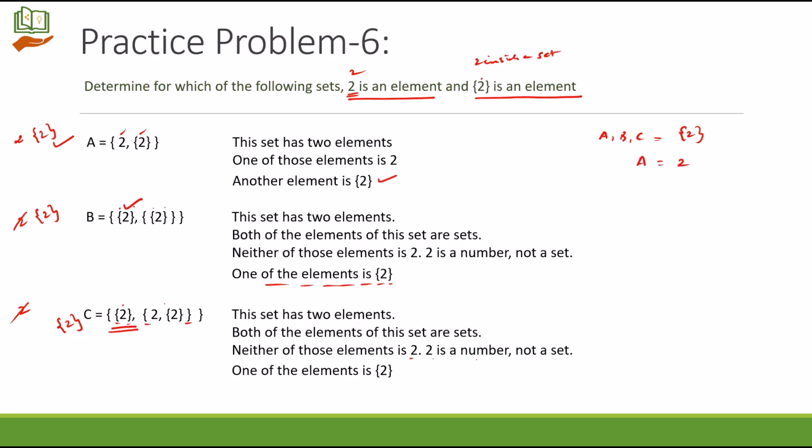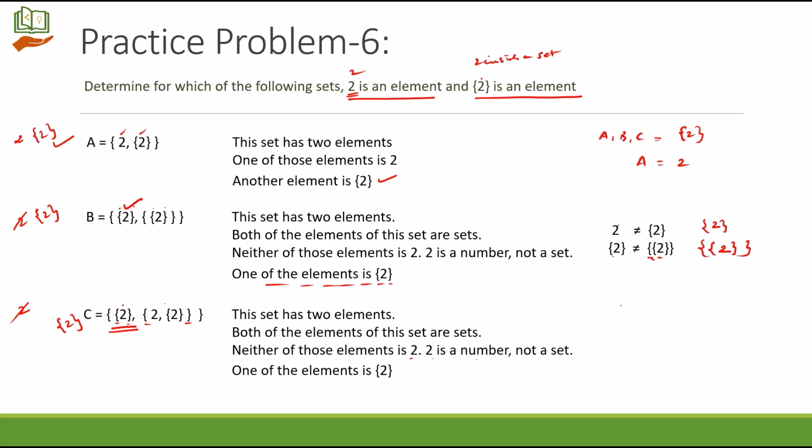One thing we have to understand, 2 is not equal to the set with element 2. At the same time, the set with element 2 is not equal to set inside a set with element 2. 2 is there, this is one set and this is the second set. But here 2 is there, only one set is there.